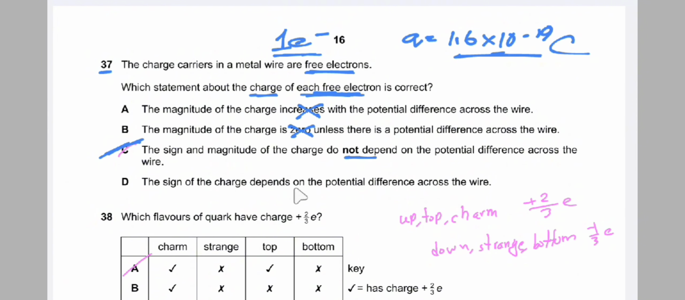The sign of the charge depends on the potential difference across the wire. This is also wrong. The charge of one electron remains constant, that is 1.6 × 10^-19 coulomb.